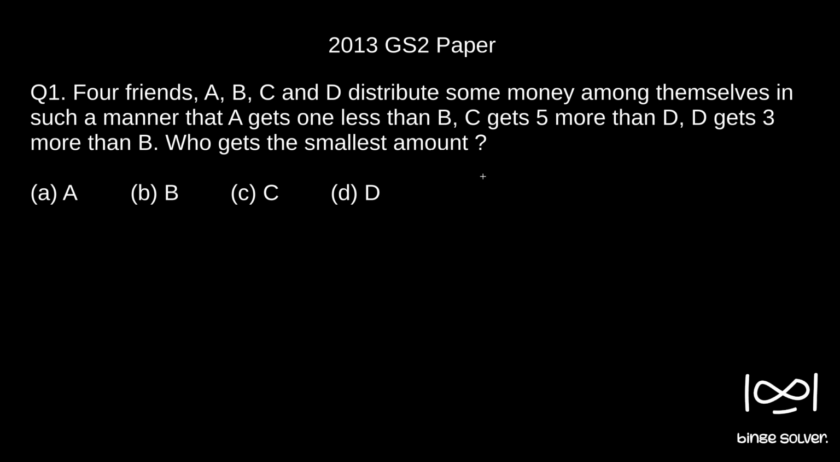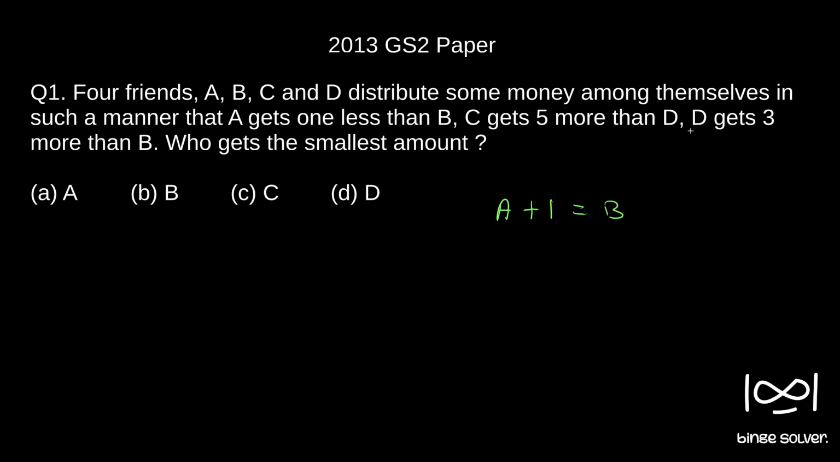4 friends A, B, C, and D distribute some money among themselves in such a manner that A gets 1 less than B, C gets 5 more than D, D gets 3 more than B. Who gets the smallest amount? So we'll just break down the given statements. It starts from here. A gets 1 less than B. So we will just write this as A gets 1 less than B. So A plus 1 is B.